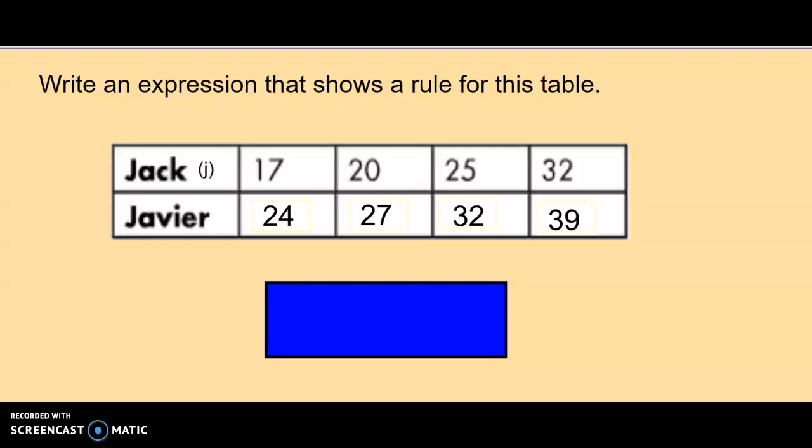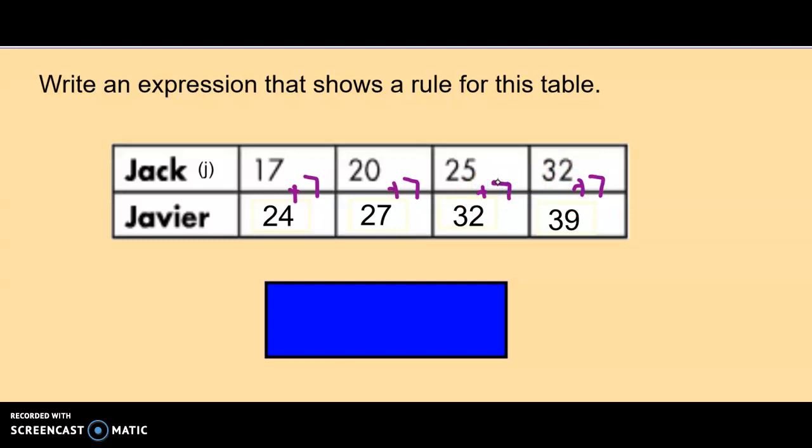What's happening? From Jack to Javier, it's getting bigger. And that's one of the rules of these pattern tables: when they're set up in this horizontal fashion, you always go from top to bottom. So from Jack to Javier, what's happening? Oh, I know you know it. It's getting bigger each time by 7 consistently the entire way down through here.